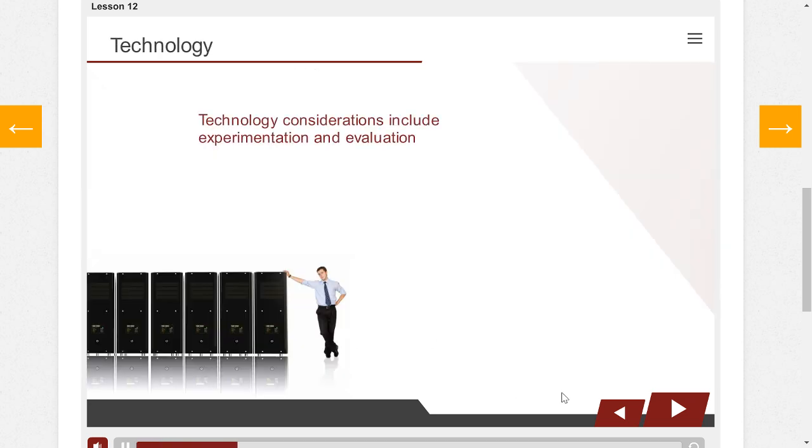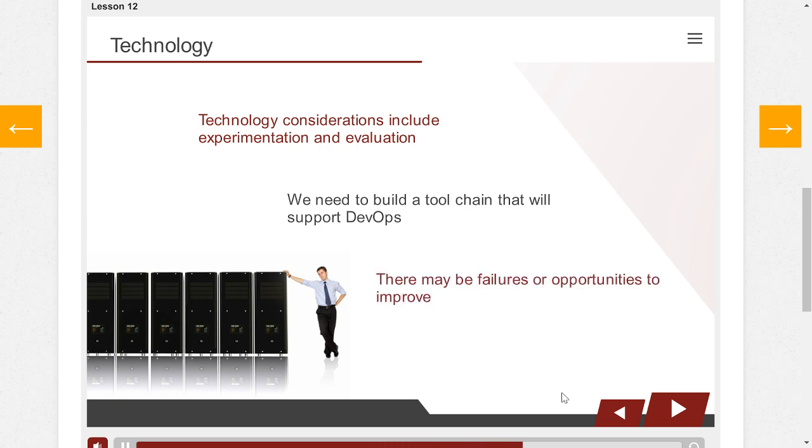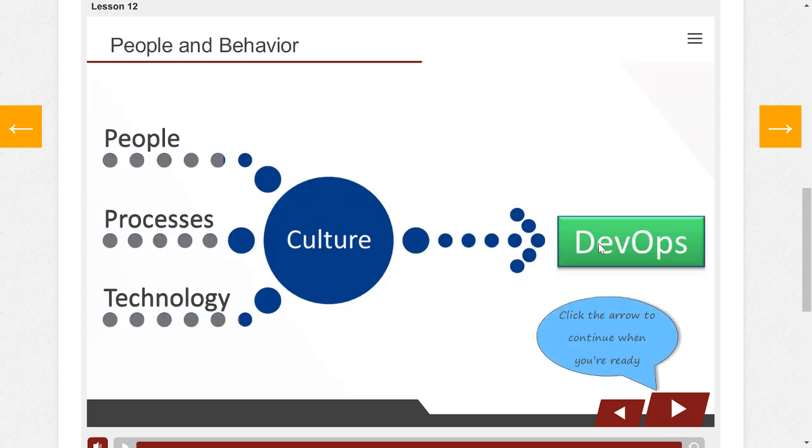Technology considerations include experimentation and evaluation. We need to build a tool chain that will support DevOps, but there may be failures along the way or opportunities to improve or fine-tune the automation.